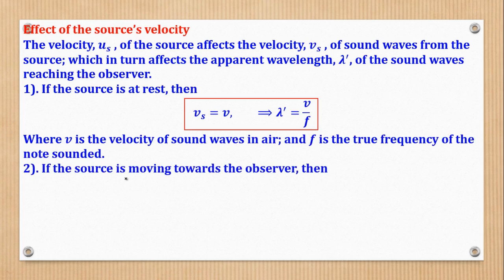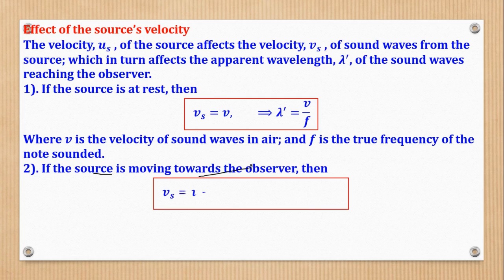Then what about when the source is moving towards the observer? When the source is moving towards the observer, Vs will reduce. So it will be V minus Us, implying that lambda prime is equal to V minus Us over F. So lambda prime is got by Vs over F, where we put this Vs here over F. I think you see that it is the opposite of the first effect.